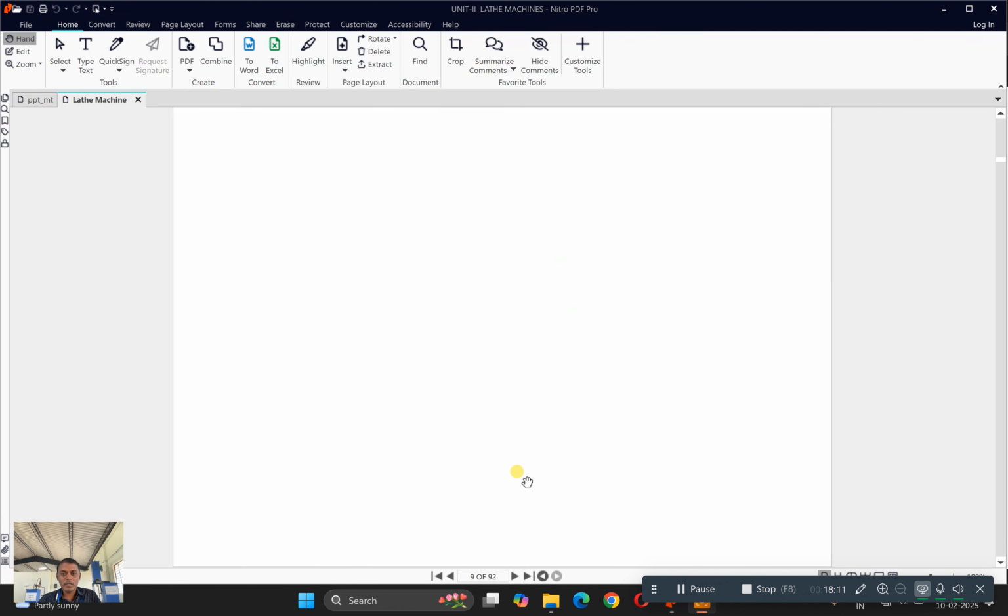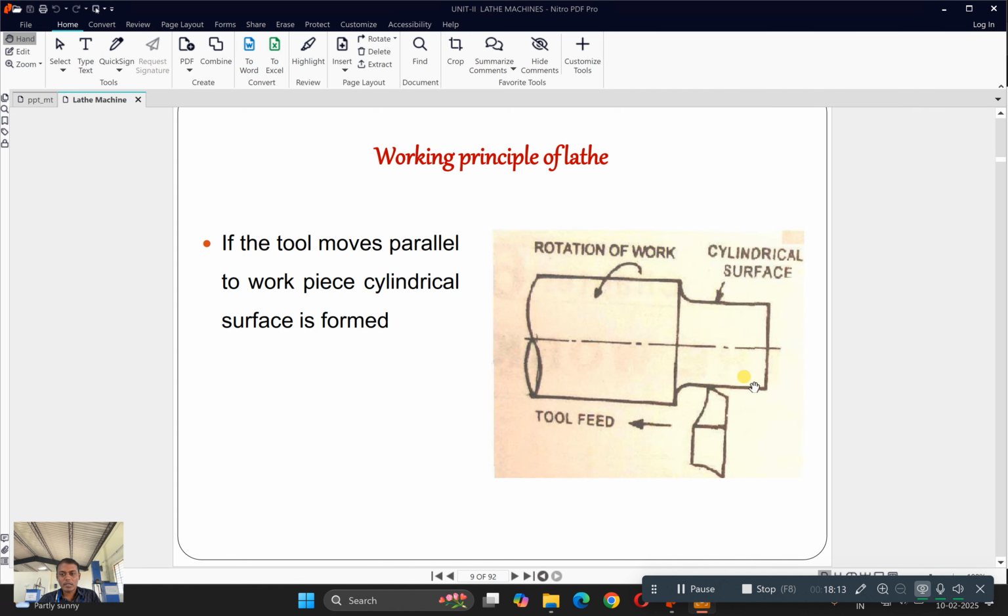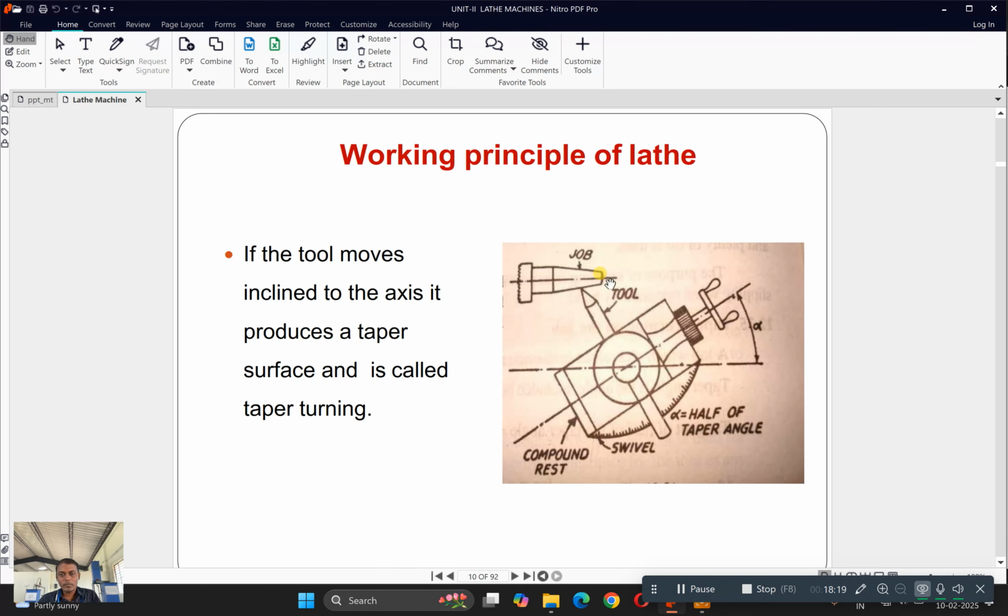Previously you can see that the surface is parallel to the axis of your actual workpiece, but here the surface is tapered to the axis of your actual workpiece. So these are all the various methods of machining using a lathe.